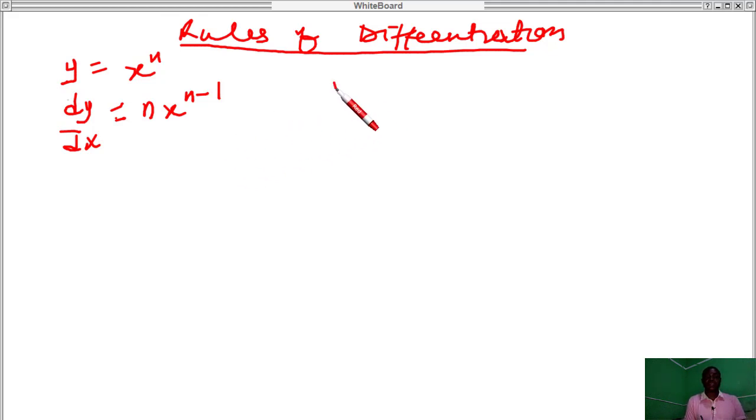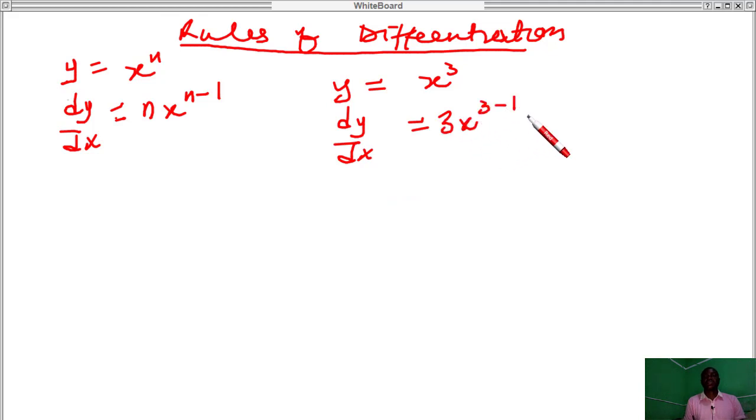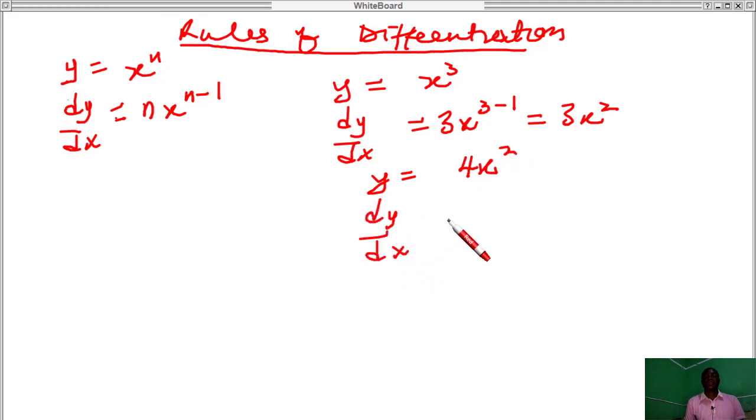So let's take a few examples. Let's say we have y is equal to x cubed. So the power here is 3. So dy/dx will be 3x cubed and that power minus 1, so it becomes 3x squared. Another example, if we have y is equal to 4x squared, our dy/dx will be equal to, our power is 2, so 2 times 4x to the power 2 minus 1, so it will be 8x. The power 2 comes and multiplies here, and the power becomes the power minus 1.